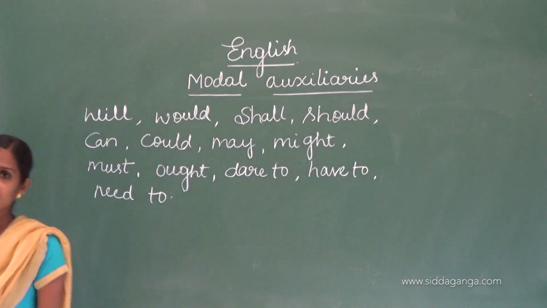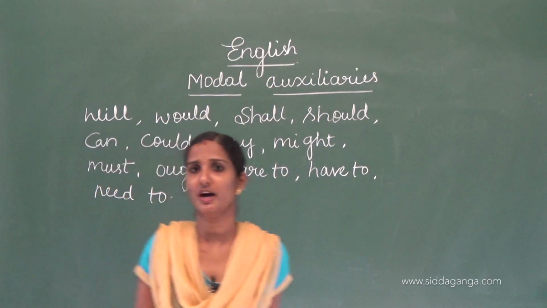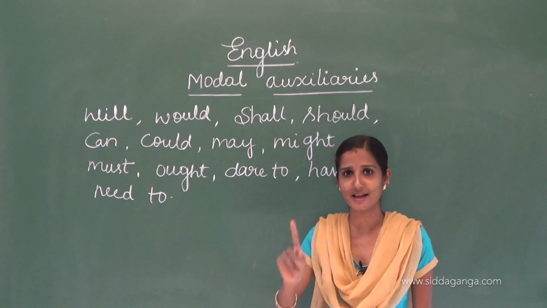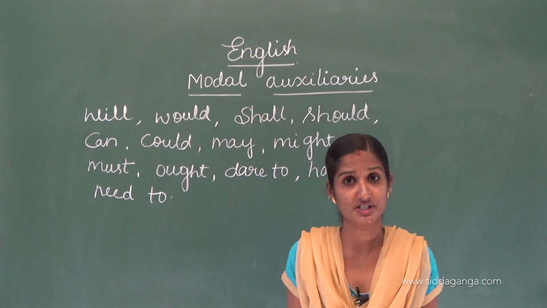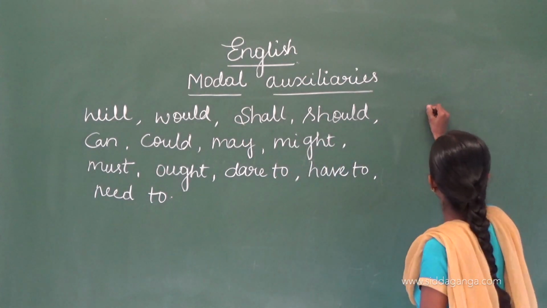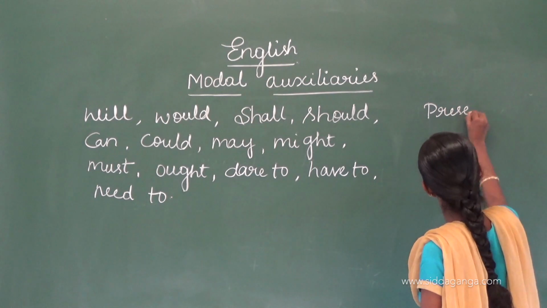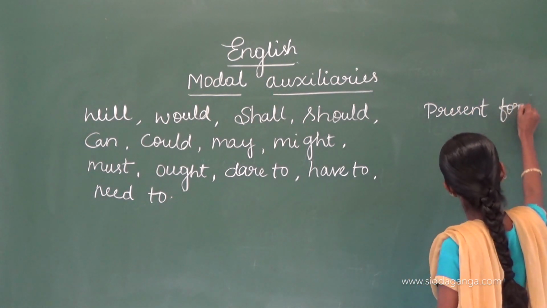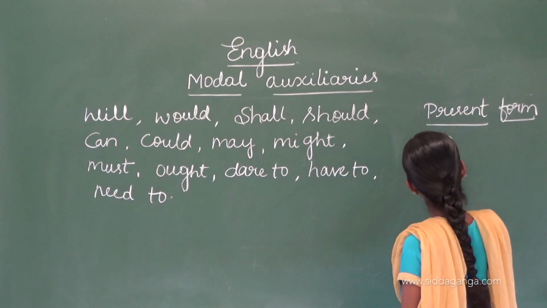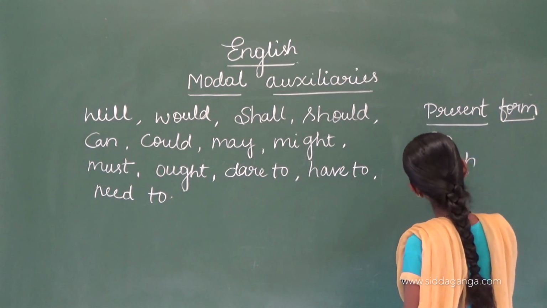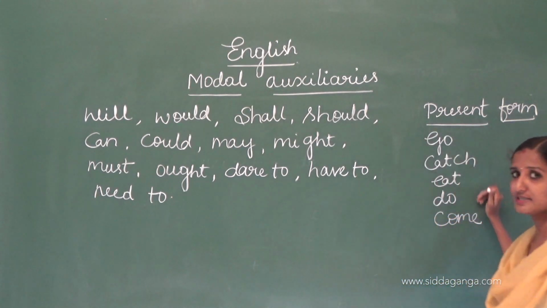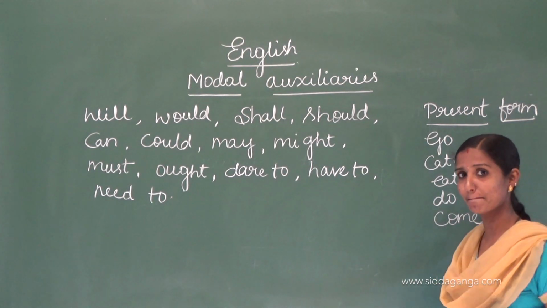The very first thing you should know is that modal auxiliaries are always followed by the present form of the verb. Which is the present form of the verb? Verb first form is the present form. It is the first column I wrote when I was teaching you about verb forms: go, catch, eat, do, come. These are the present main verbs.